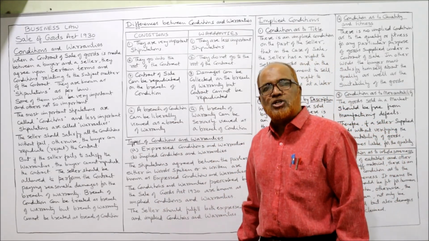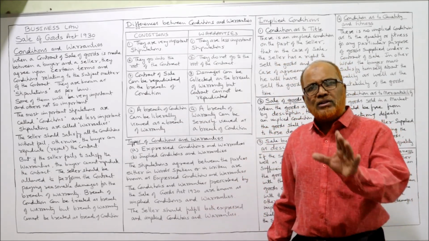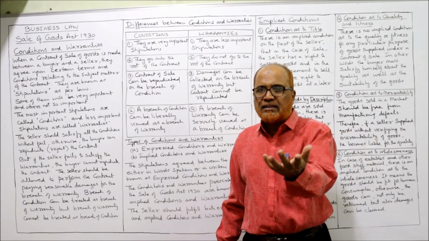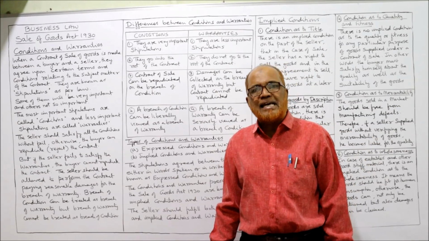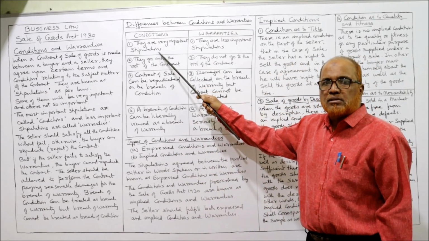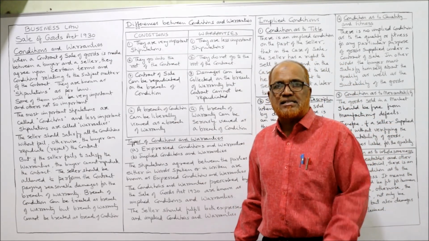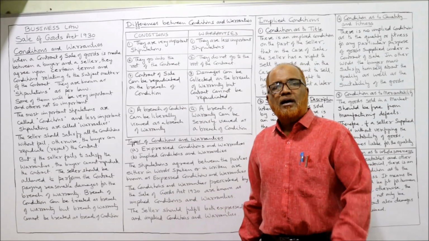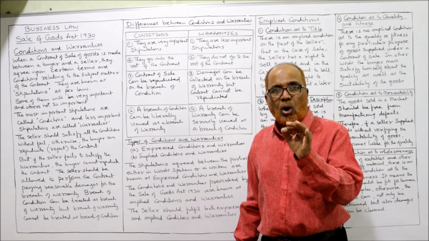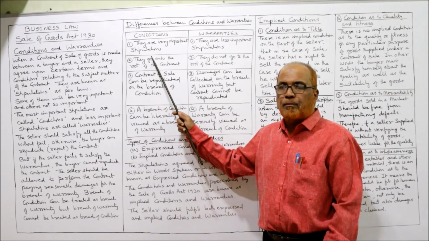Another question may be asked in examination: what are the differences between conditions and warranties? Yes, a few differences are there. Both are stipulations made by the seller to the buyer at the time of entering into a contract of sale. But what are the differences? First difference, conditions are very important stipulations. Warranties are less important stipulations. So when we see the seriousness and importance, we can say conditions are very, very important. The seller must disclose all the conditions to the buyer. That's why it is very important.